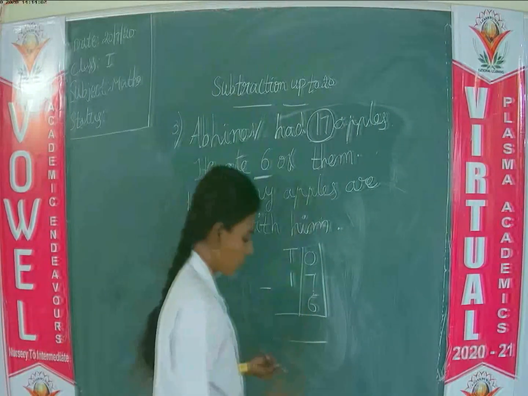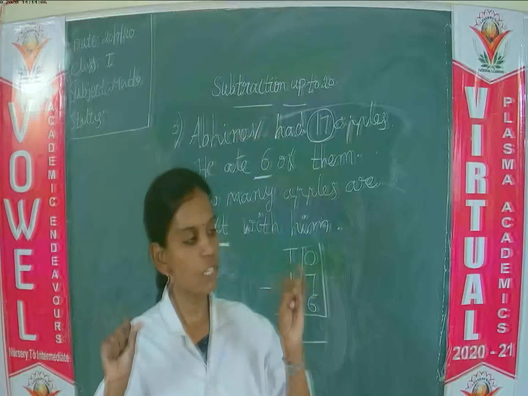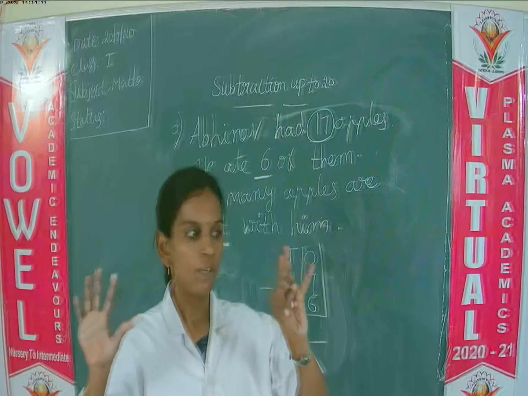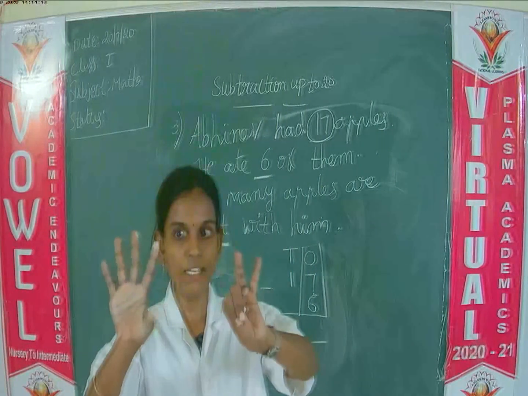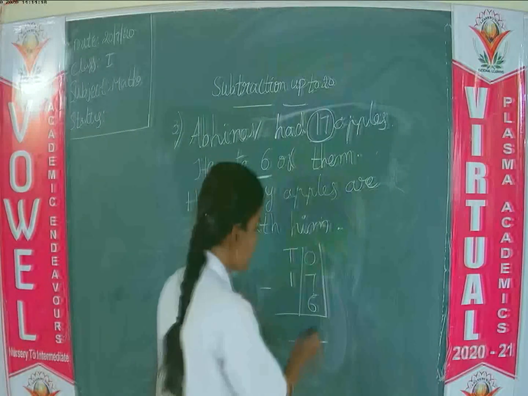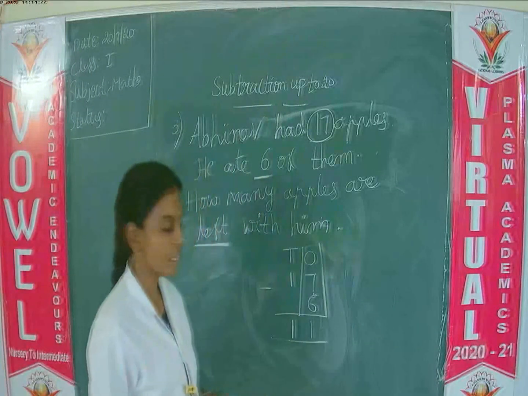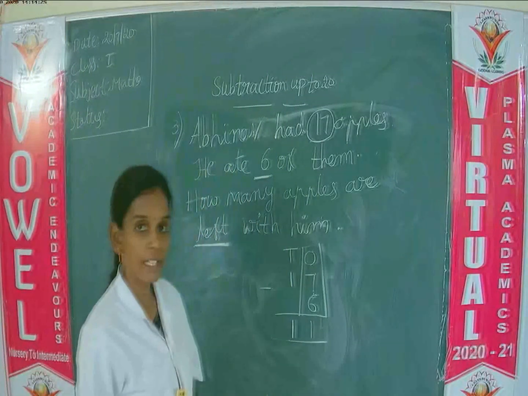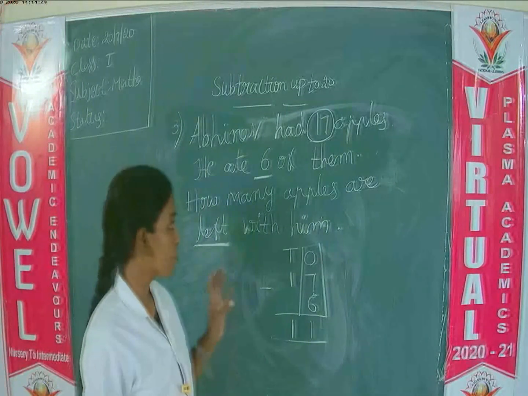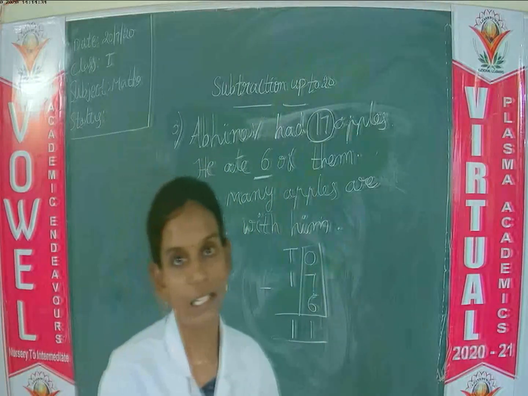So 17 minus 6. First subtract ones place digits. 7 minus 6. Open 7 fingers. Close 6. So 1. 7 minus 6, 1. And bring down this one. So 17 minus 6, 11. Understood children, word problems how to do? So you have to read that word problem thoroughly, then only you can understand that.